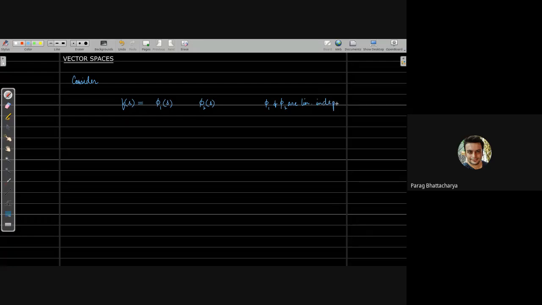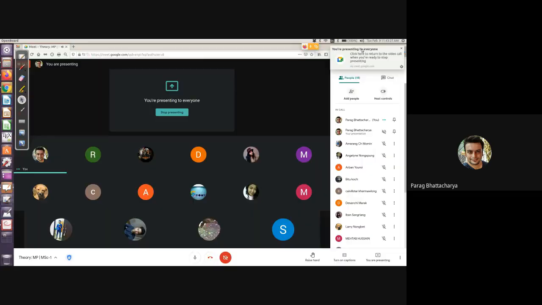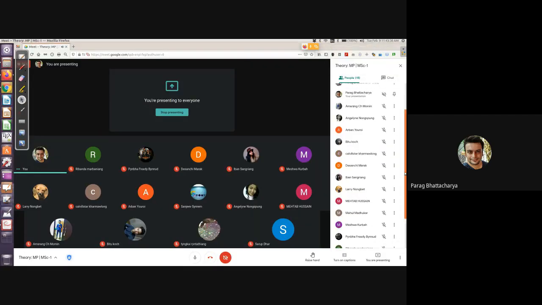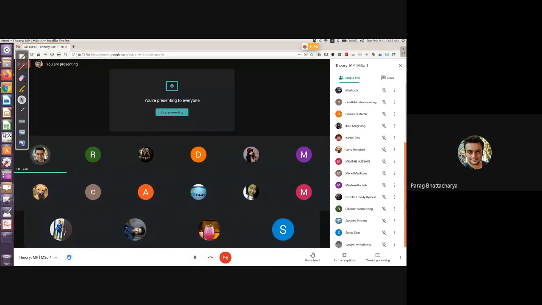Who can tell me what is the meaning of this term, linearly independent? If I say that these two functions are linearly independent, what do you mean by that? Can anyone tell me? Linear independence of two functions, what does that imply?